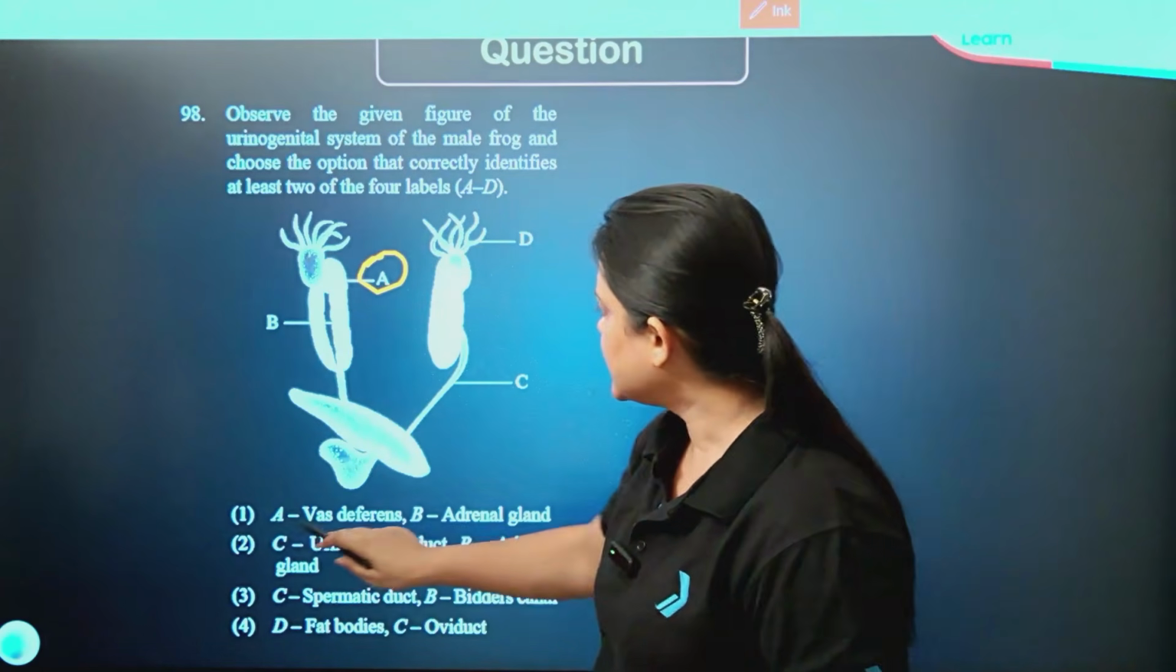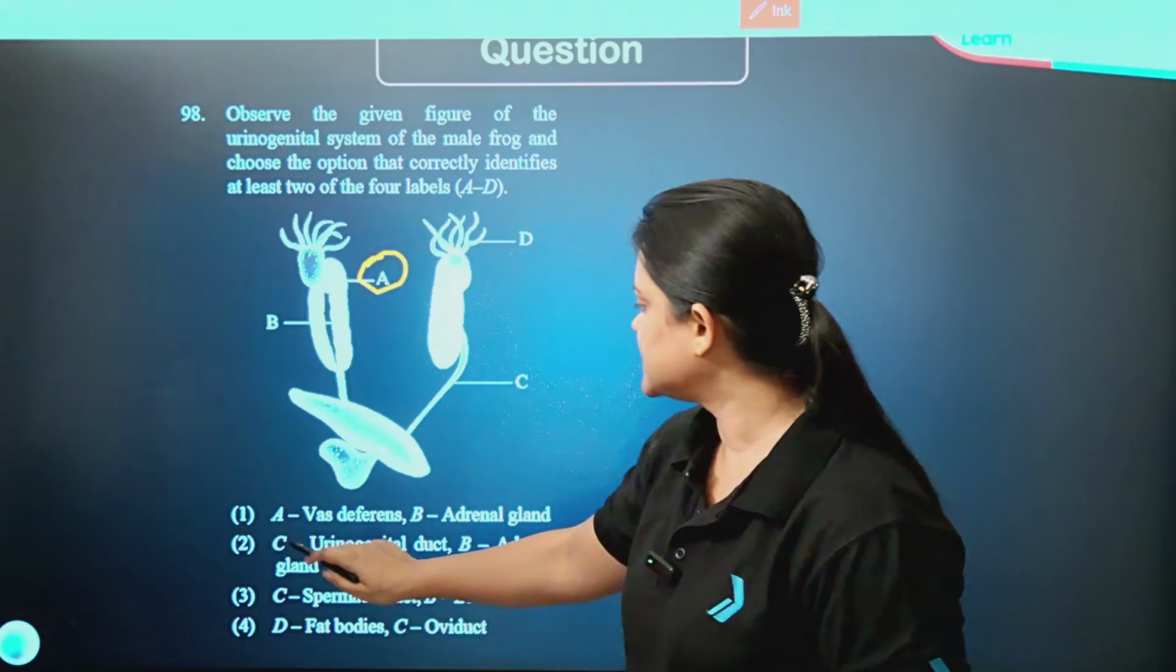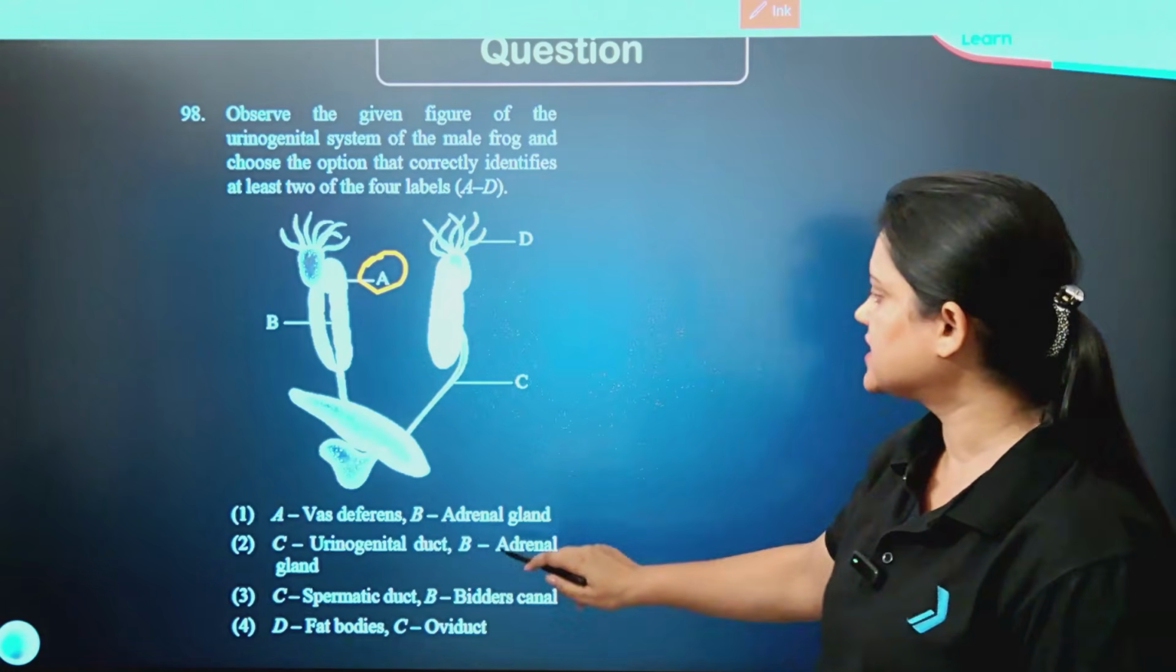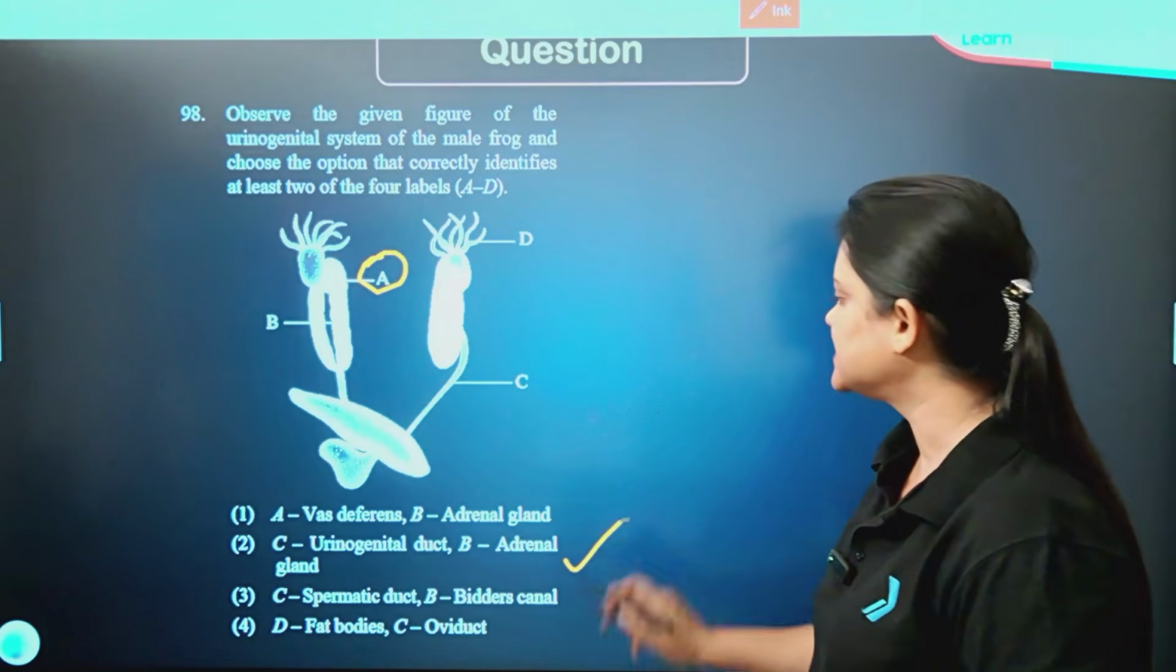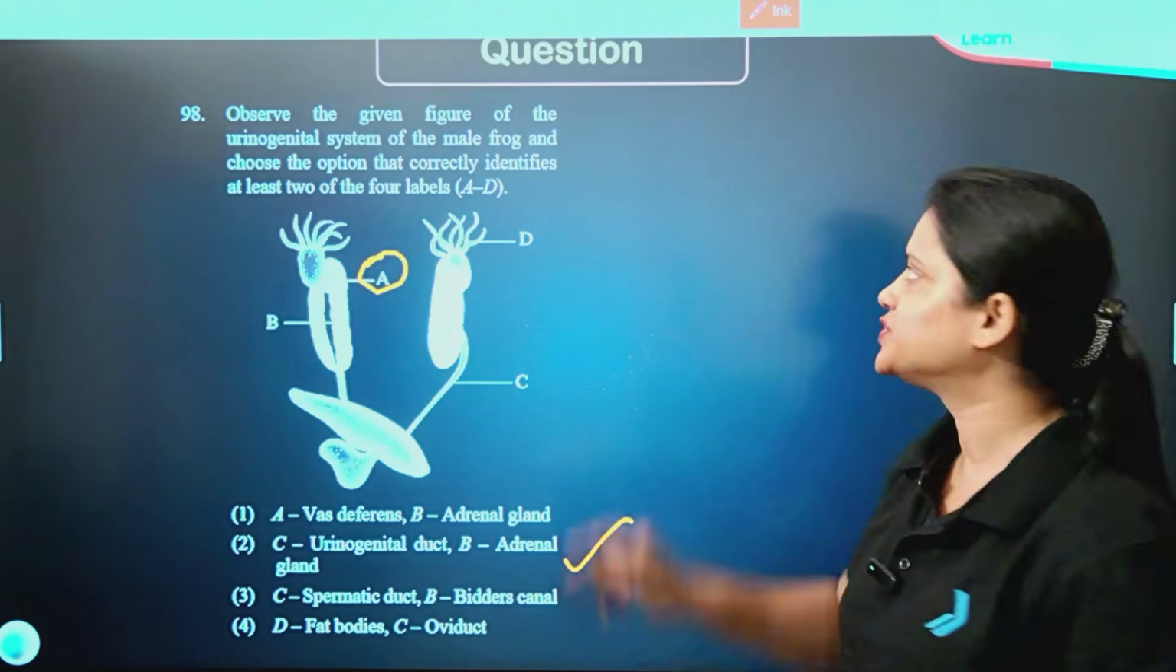So for A here it is given vas deferens, which is wrong. C is given urinogenital duct, and B is given adrenal gland. So that is true. So the correct answer for this question should be 2.